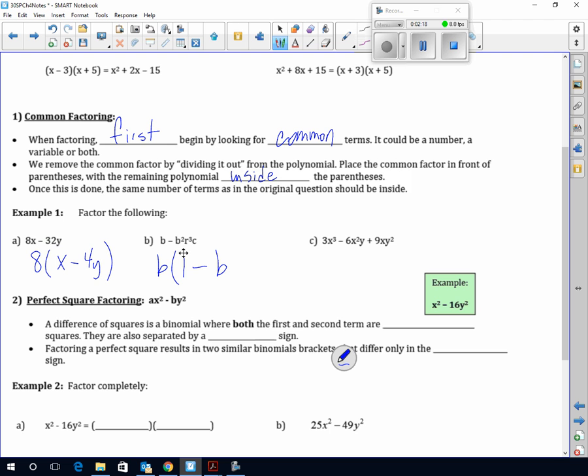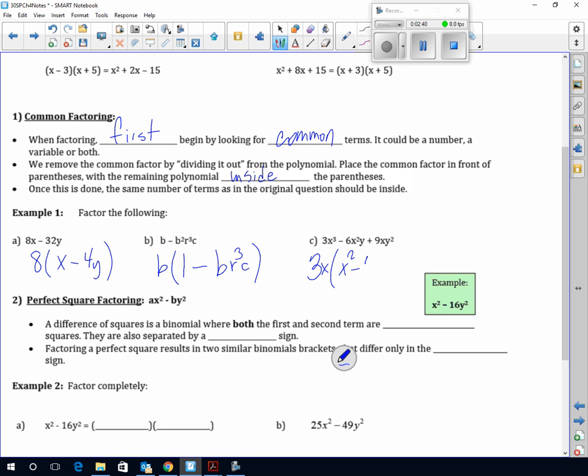Okay, what's the GCF here? 3 and an x. Then we're left with x squared minus 2xy plus 3y squared. Very good.